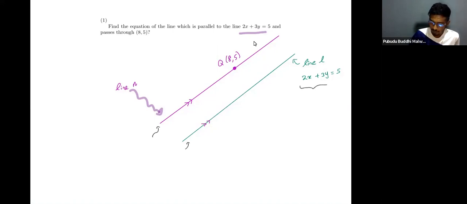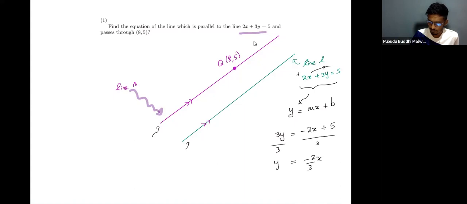So first of all, I'm going to compute slope of line L. For that we need this form. Slope intercept form, y equals mx plus b. To get that form, I'm going to move 2x to the other side. Then that is minus 2x, because this is plus 2x. As I move that to the other side, it will change the sign. Then divide both sides by 3. Divide separately to create that form.